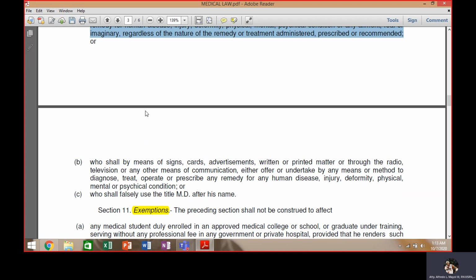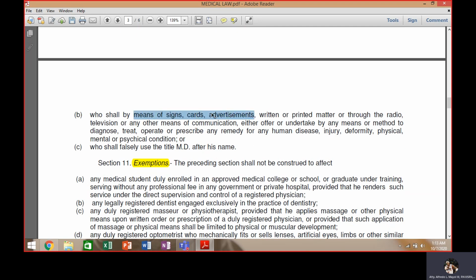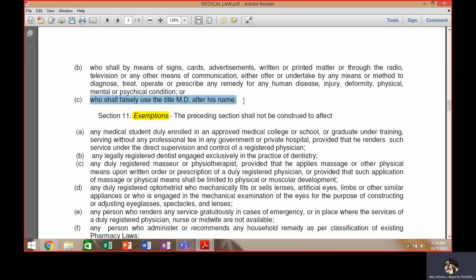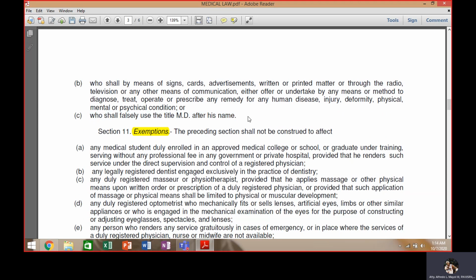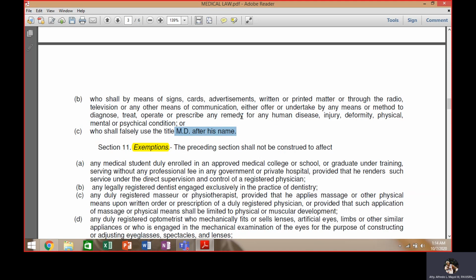Next, okay, acts constituting the practice of medicine, who shall by means of signs, cards, advertisement, written or printed matter, or through radio, television, or any other means of communication, either offer or undertake by any means or method to diagnose, treat, operate, or prescribe any remedy for human disease, injury, deformity, physical or psychical conditions, or who shall falsely use the title MD after his name. Okay? So it constitutes the practice of medicine. But if you are not a doctor and you put MD in your name, then it is considered an illegal practice of medicine. Then that three-pronged liability may attach to you. Okay? The criminal act, especially the criminal aspect.